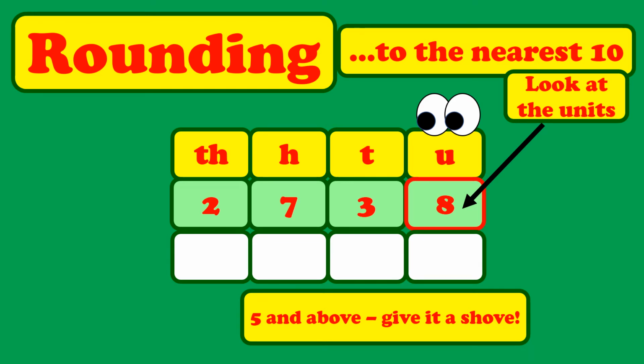The thing to remember is if it's 5 or above, we give it a shove, so we round the 3 up. So in this case, because 8 is above 5, we round the 3 up to a 4 and we put a 0 in the ones or the units column to keep the number the same sort of size.